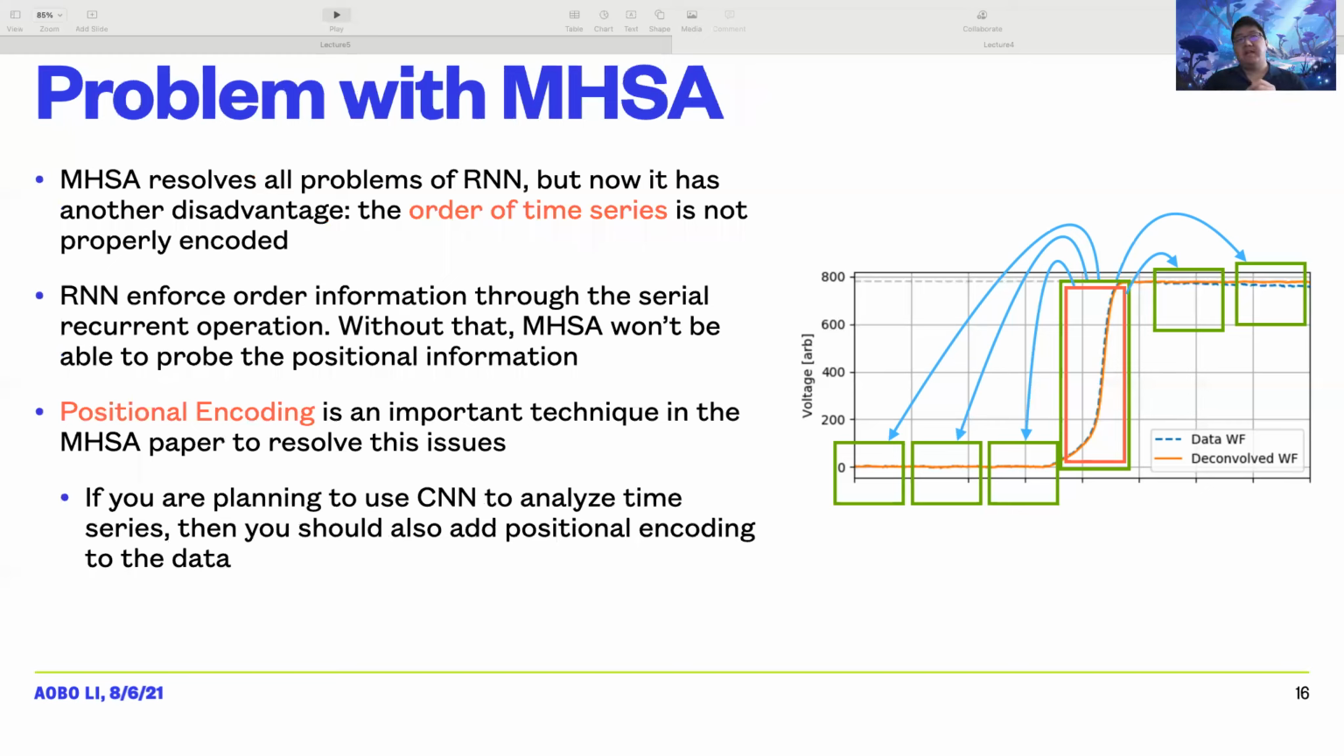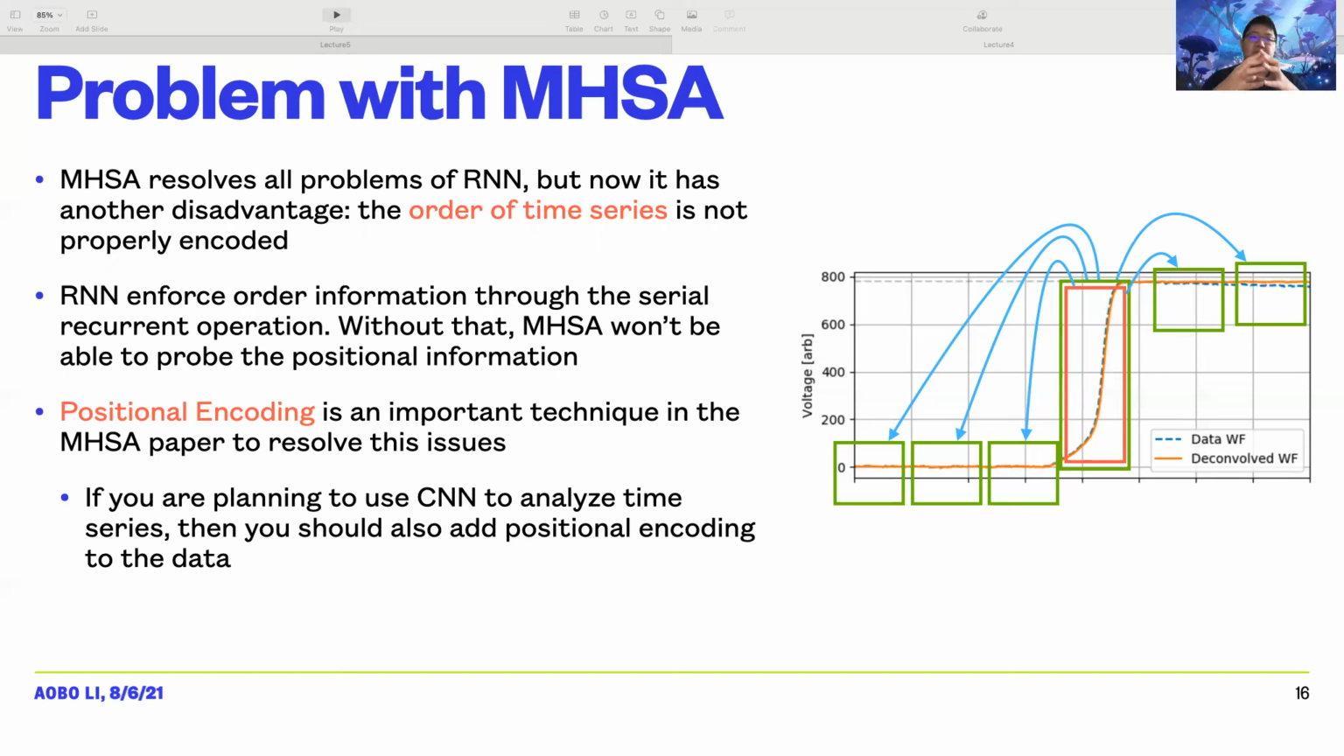Okay, but MHSA is definitely not perfect. There is one problem. We mentioned that MHSA resolves all problems of the recurrent neural network, but now it has another disadvantage: the order of the time series is not properly encoded. Remember that the recurrent neural network enforces order information through the serial recurrent operation. Although we don't like it because it's slow and requires a previous output, without that, MHSA won't be able to probe the positional information of the time series.